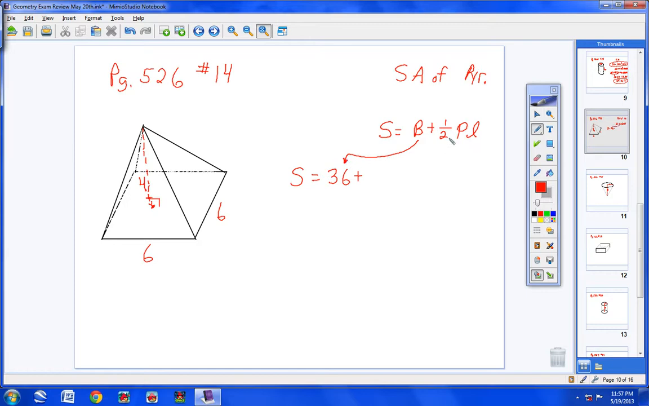Now, next I have a 1/2. Well, that's easy enough. Oh, and now next is perimeter of the base. Well, I've got a side of 6, a side of 6, a side of 6, and a side of 6. So 6 plus 6 plus 6 plus 6, or 6 times 4, is 24. So my perimeter is 24. Hopefully you're seeing where that comes from. And now my slant height.